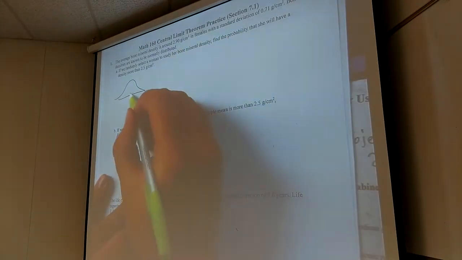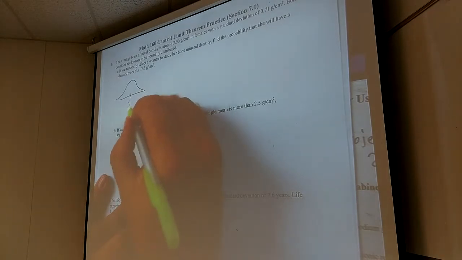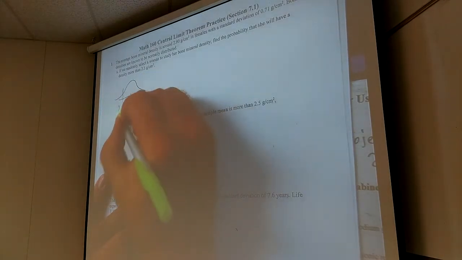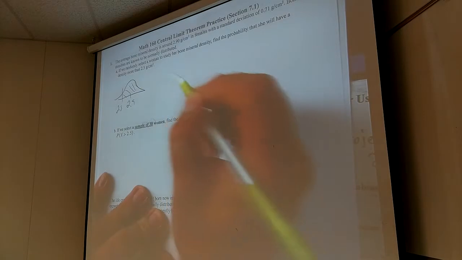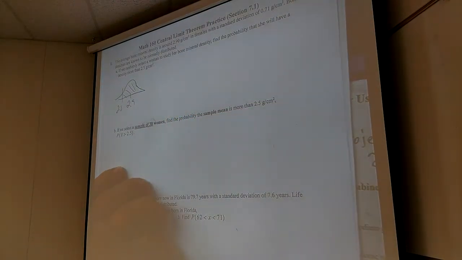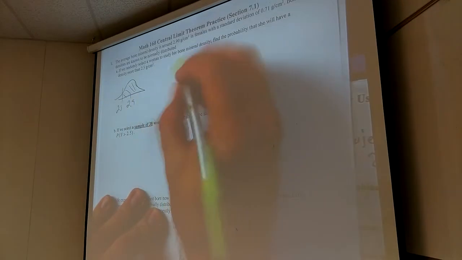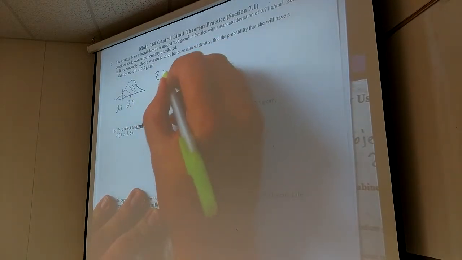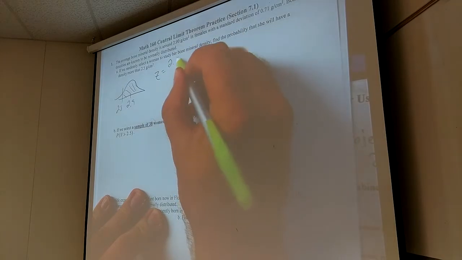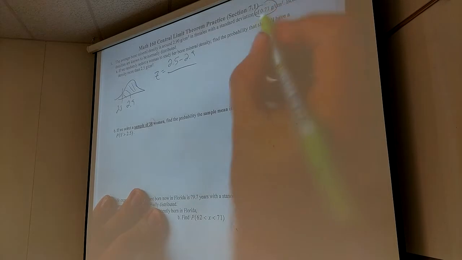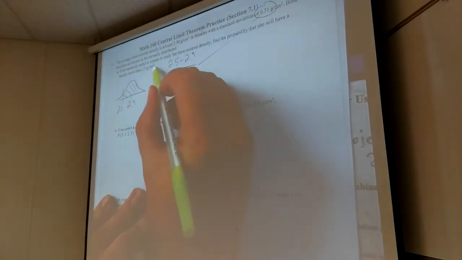What goes in the middle? 2.9. I'm curious about 2.5. I want more than that. So this is how you be nice to yourself. Tell yourself where the answer is. So now I make a z-score. I've got everything I need for the z-score. My data point minus the mean divided by the standard deviation for individuals, because I'm only talking about one woman.